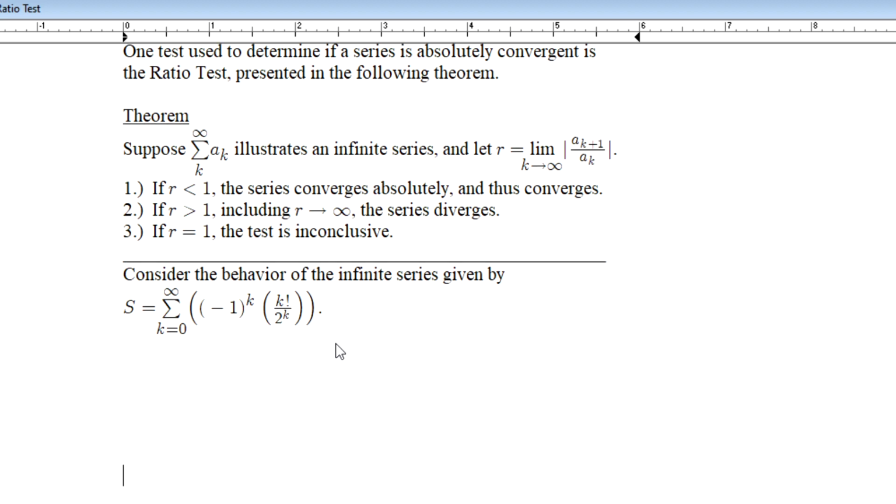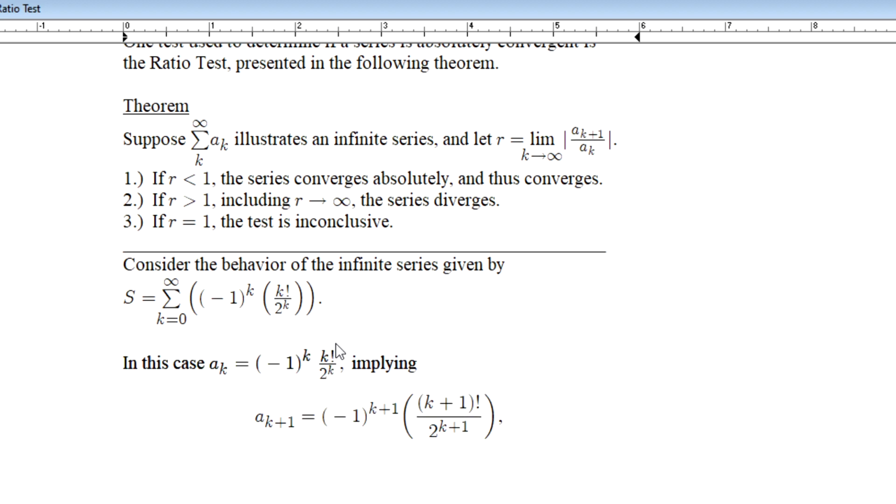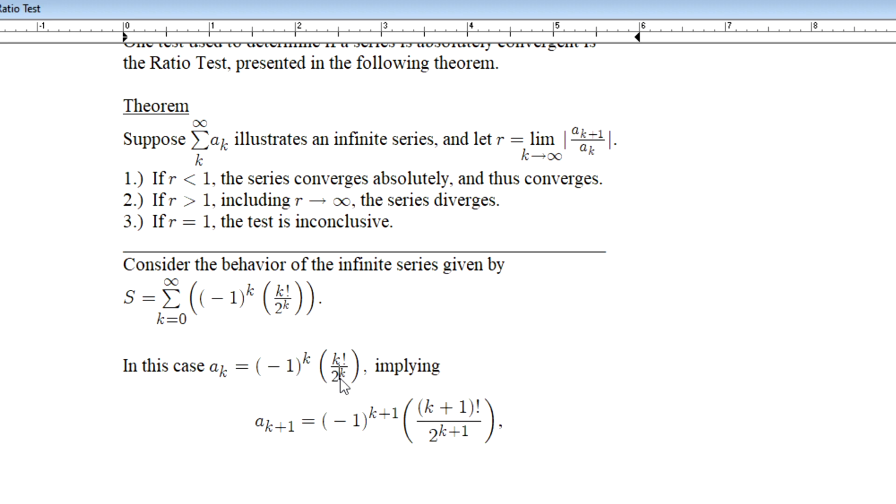All right? To begin with, in this test, we do point out what is our value of a sub k, and the argument a sub k inside of our infinite series is this value, negative 1 raised to the kth power times this factor k factorial divided by 2 to the kth power, right? Which does have an implication to it, and that is, first of all, in regards to the value of a sub k plus 1.